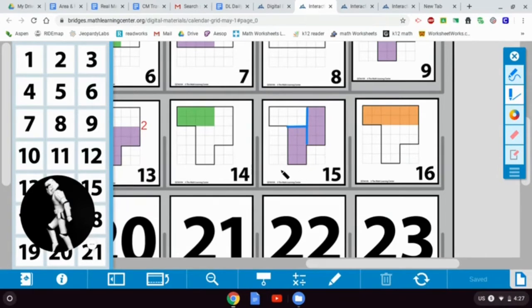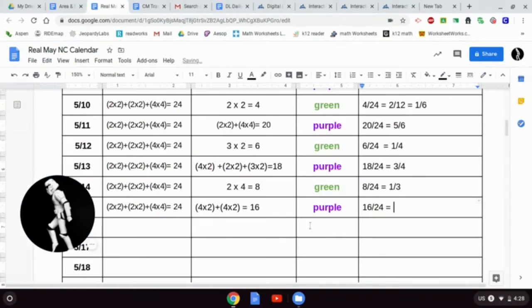We should have 16 squares here. Let's count them. 1, 2, 3, 4, 5, 6, 7, 8, 9, 10, 11, 12, 13, 14, 15, 16. We've got 16 squares. All right, so we've got 2 rectangles, one rectangle that is a 4 by 2, another rectangle that is also a 4 by 2. 4 by 2 is 8. 8 plus 8 is 16. The total area of the shaded portion is 16 square units. You could have written this equation in a lot of different ways.